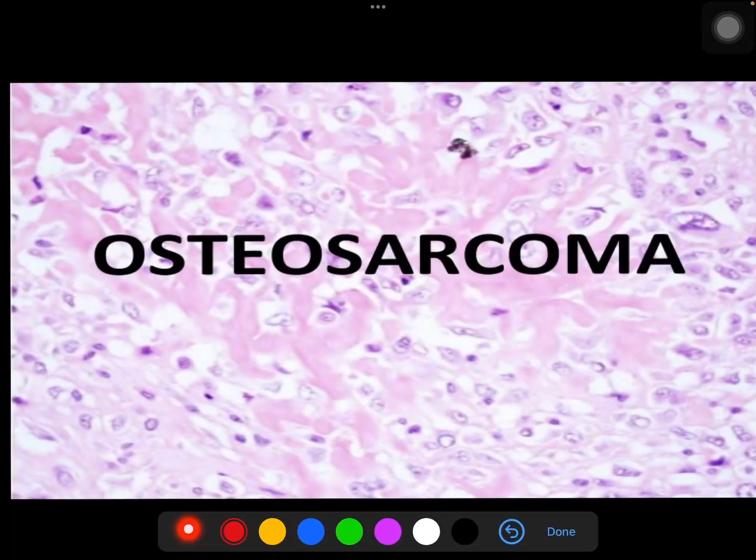So hello and welcome everyone. Today we are going to discuss something that is known as osteosarcoma. This osteosarcoma is a topic from the musculoskeletal system in pathology.